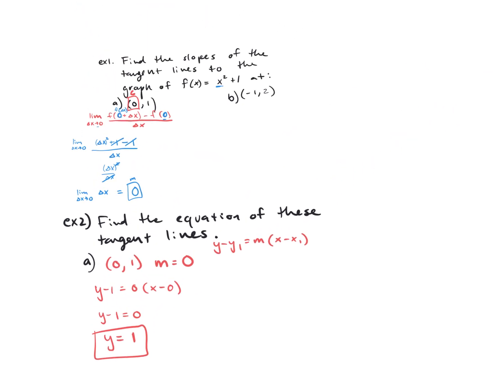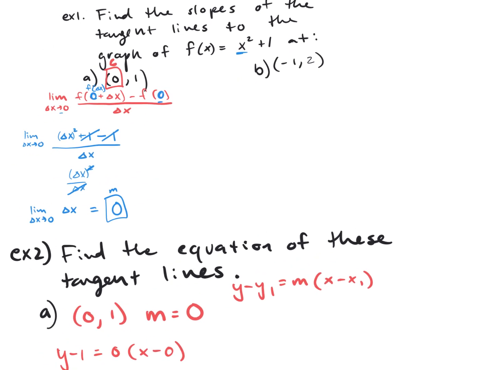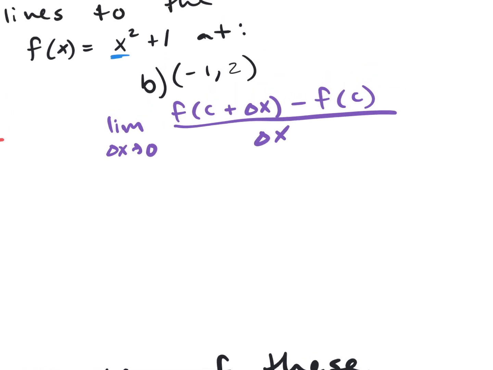Now let's do B. Find the slopes of the tangent line to the graph through the point -1, 2. So we're going to do the same thing here. We'll find the limit as dx approaches 0 of f of c plus dx minus f of c over dx. What's our c value here? -1. Awesome. This is our c. So you can either plug it in now or plug it in at the end. Doesn't matter. I'll plug it in now. So I'm going to replace c with -1.